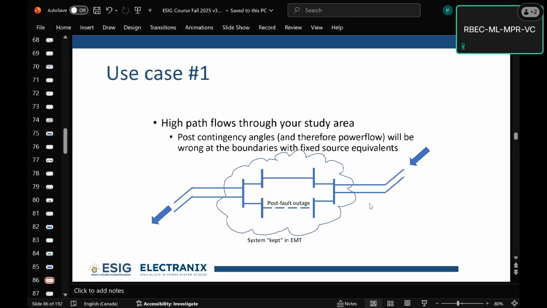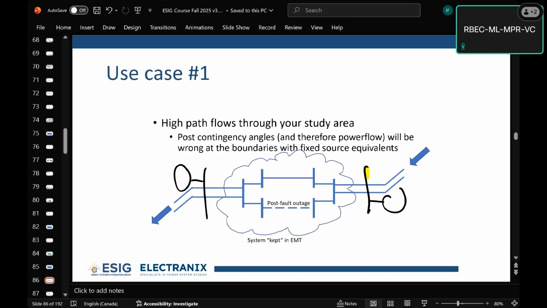So if there are regions where you have a high path flow through your study area and you don't want to stick an infinite source equivalent on the boundaries, because when you take a line outage in the middle, all your angles are going to get shifted around, and now they're going to be wrong. Don't forget, when you move to EMT and you put fixed boundary equivalents all around the edges, those boundary equivalents lock the phase angle and the voltage. And so you end up with no way to move that anymore. That becomes fixed, and all your angles inside are relative to those angles.